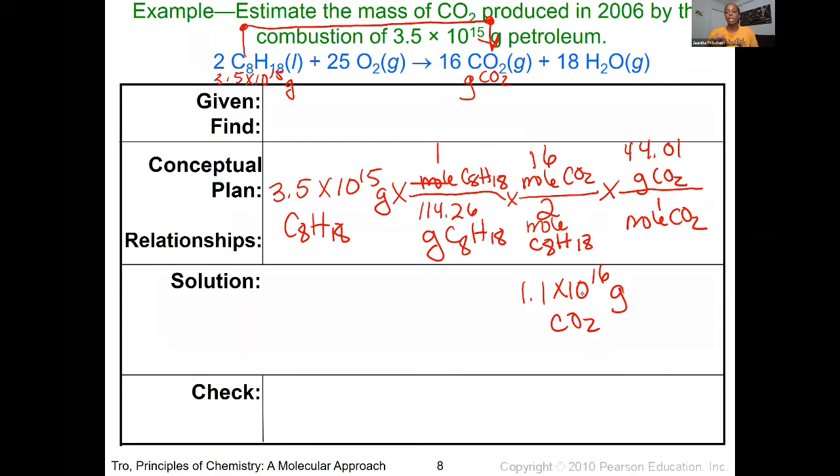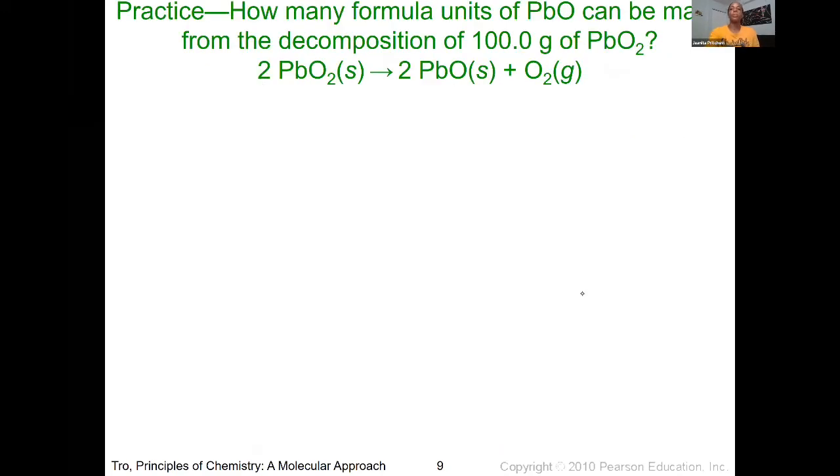Again, just like before, get to moles first, then mole to mole, then use that gram amount, the molar mass, to get to our grams. One more example. And so this says, how many formula units of lead 2 oxide can be made from the decomposition of 100 grams of lead 4 oxide? So if we look at this, we again check it, it's balanced. I'm going to write exactly what I'm solving for right under here. So 100 grams of lead 4 oxide. And I want to know how many formula units, so I'm just going to write F units, can be made from that.